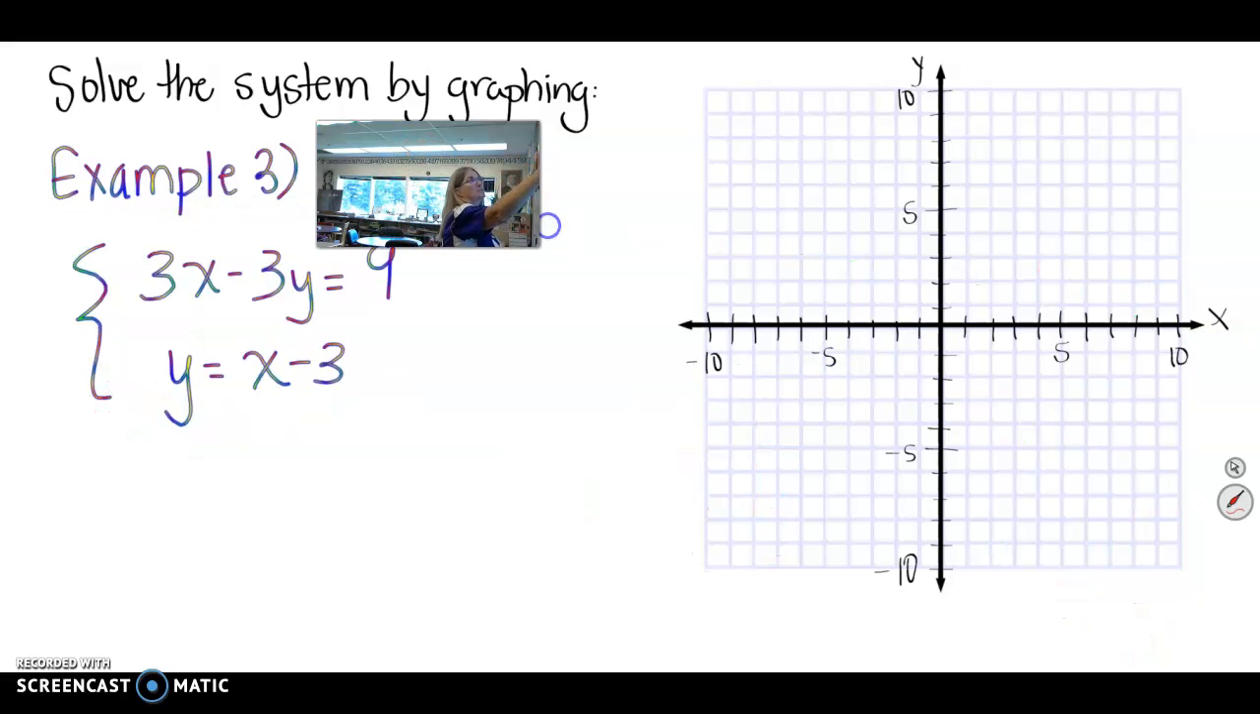All right, so I'm almost out of time here. I'm going to do another graphing one in the next video, and then we'll look at solving systems algebraically.